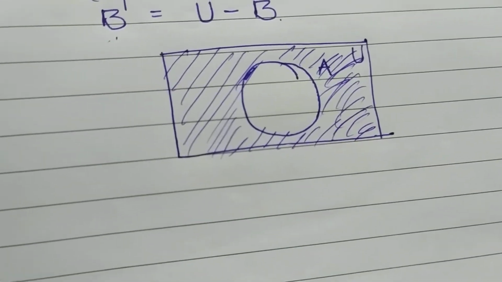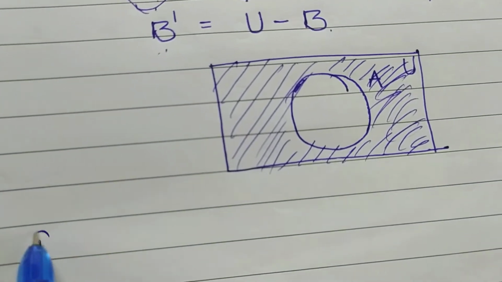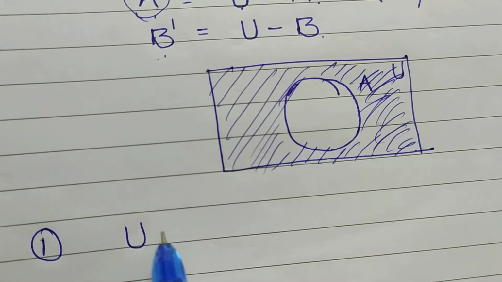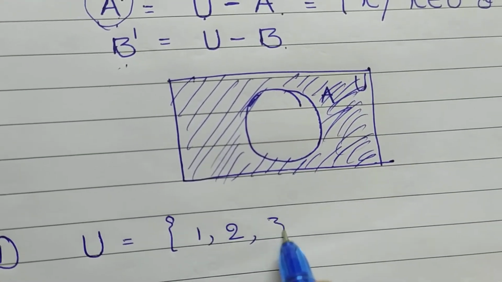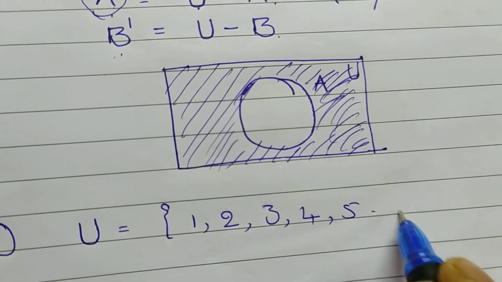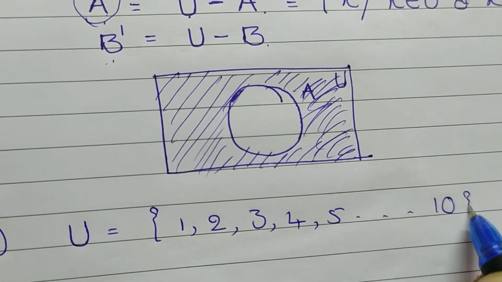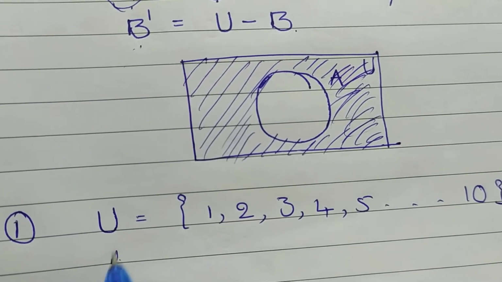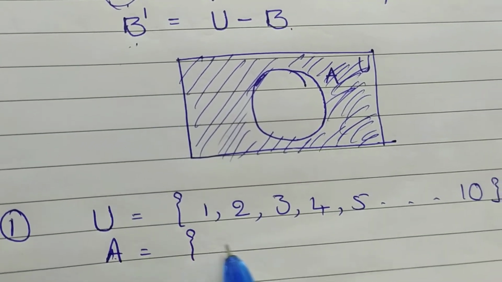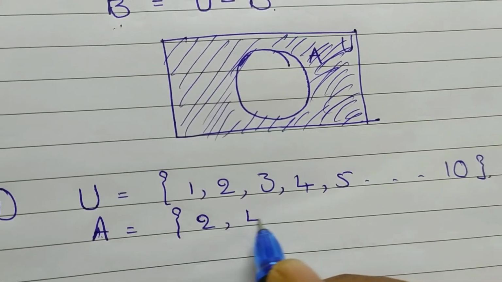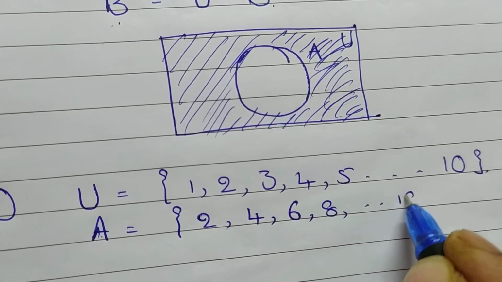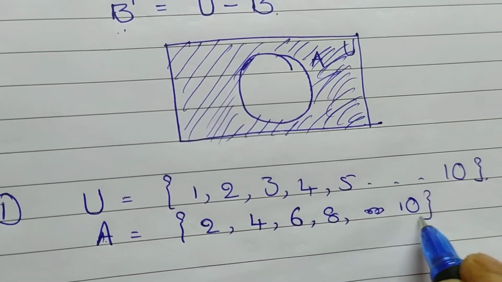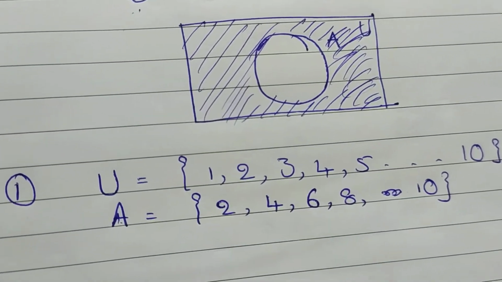Now let us take some examples. First example: suppose U is the universal set containing all natural numbers 1, 2, 3, 4, and so on up to 10. And A is the set of all even numbers 2, 4, 6, 8, and so on till 10. No other number is there. 2, 4, 6, 8, 10.